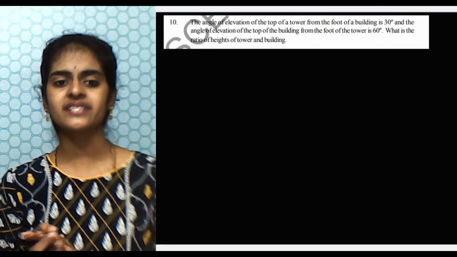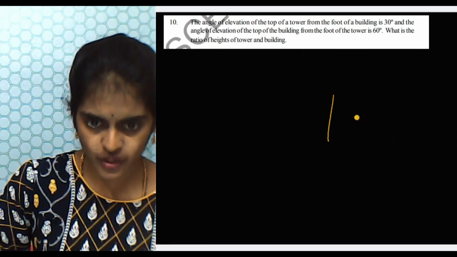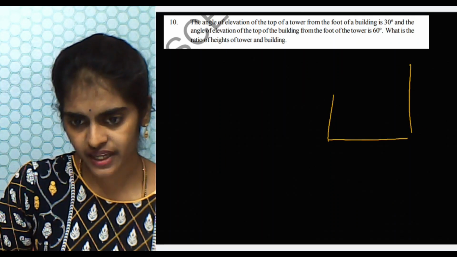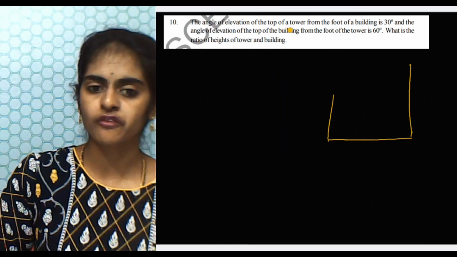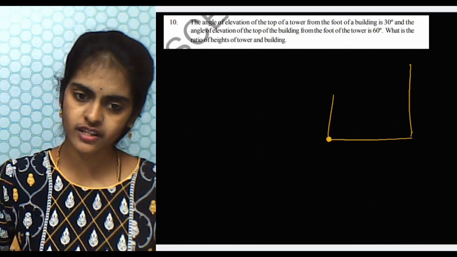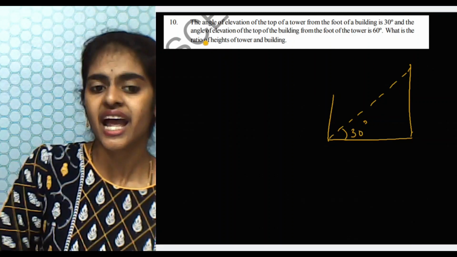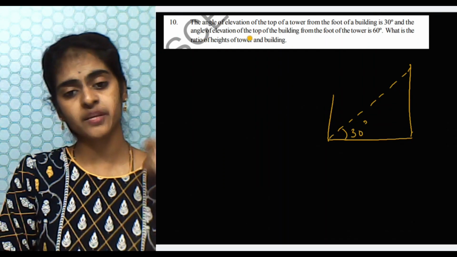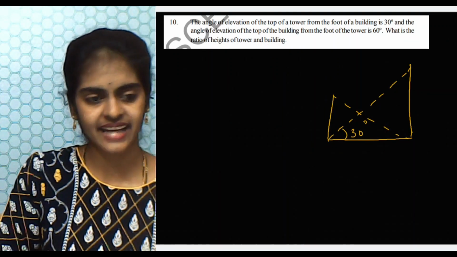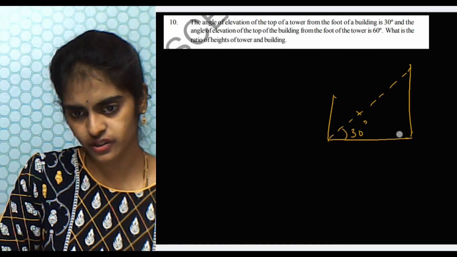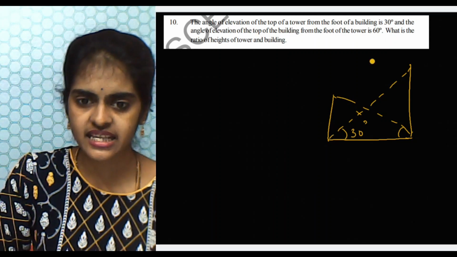And the last problem is: the angle of elevation of the top of a tower from the foot of a building is 30 degrees. So you have a tower and you have a building. This is the tower and this is the building. From the foot of a building, you are seeing the top of a tower. The angle of elevation is 30 degrees, and the angle of elevation of the top of the building from the foot of the tower, this angle, is given as 60 degrees.